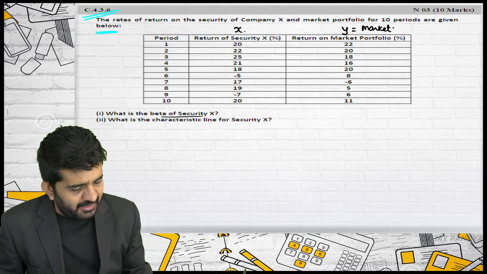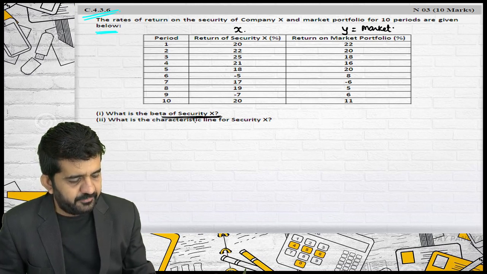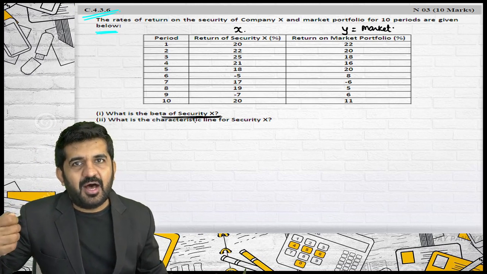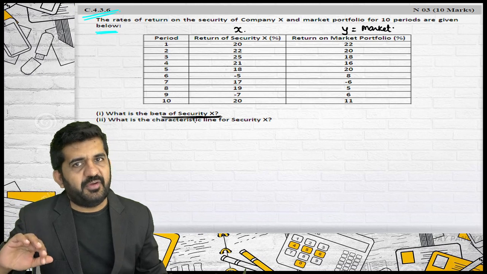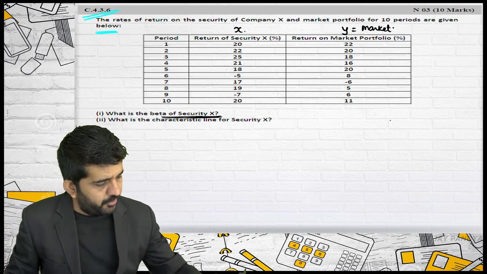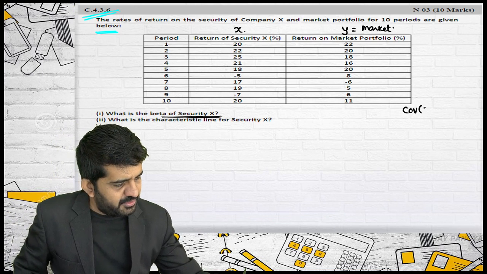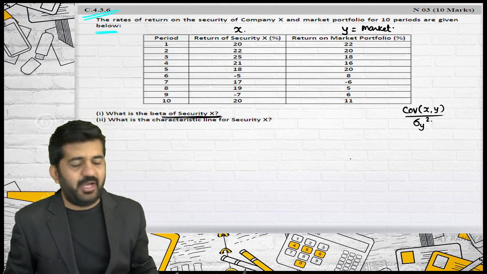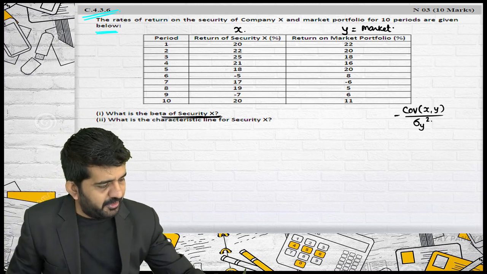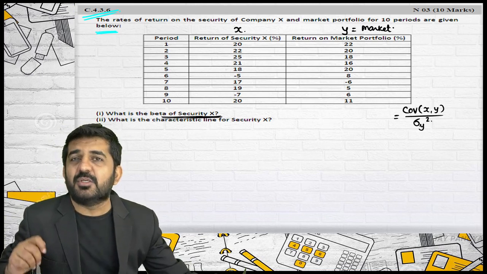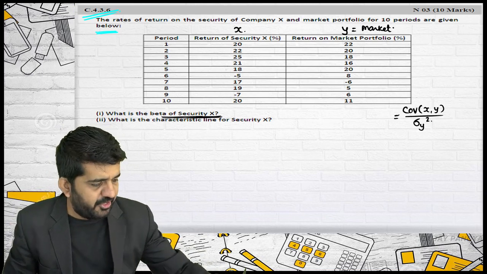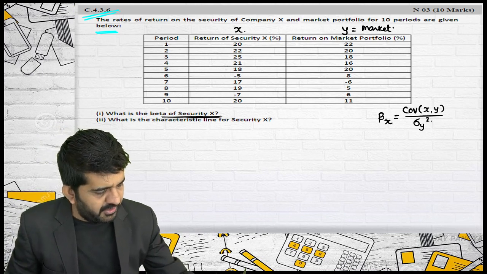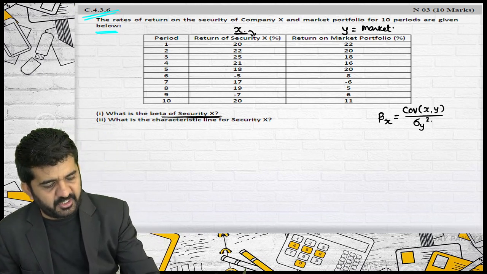What is the beta of the security? How can I find out the beta of the security? It is r times the standard deviation of the security divided by the standard deviation of the market, or the covariance between X and Y divided by the standard deviation of Y whole square. The denominator is the standard deviation of Y whole square because Y is the market. This is the beta of X. Is it alright? Beta of security. We have taken security as X.